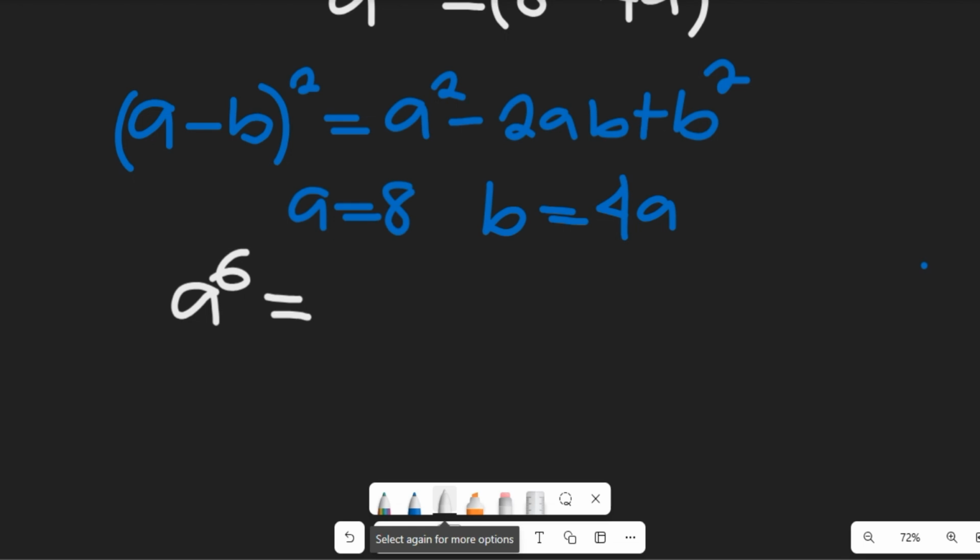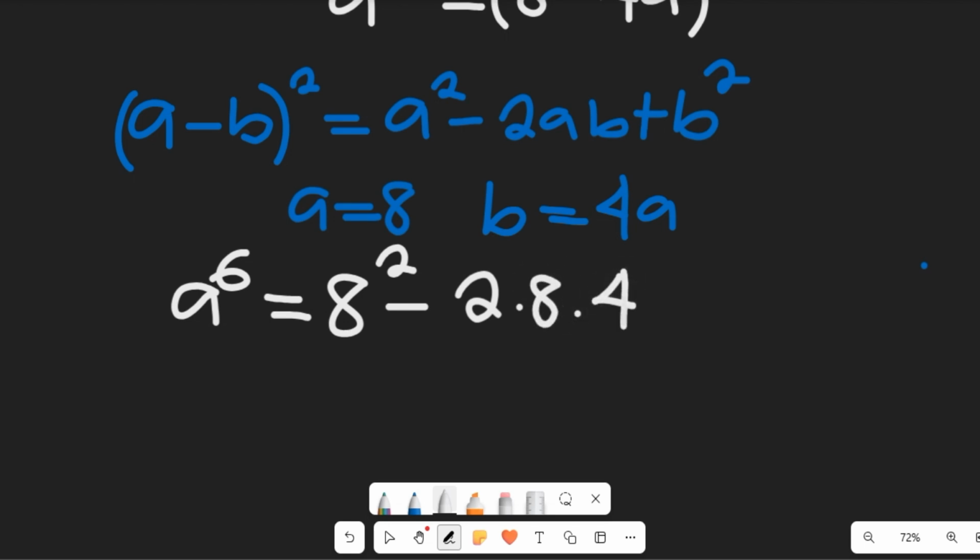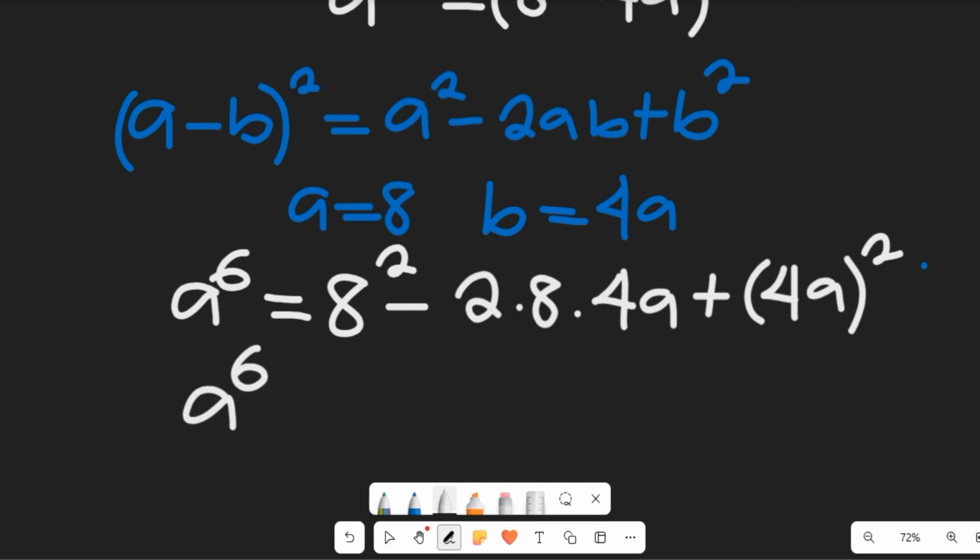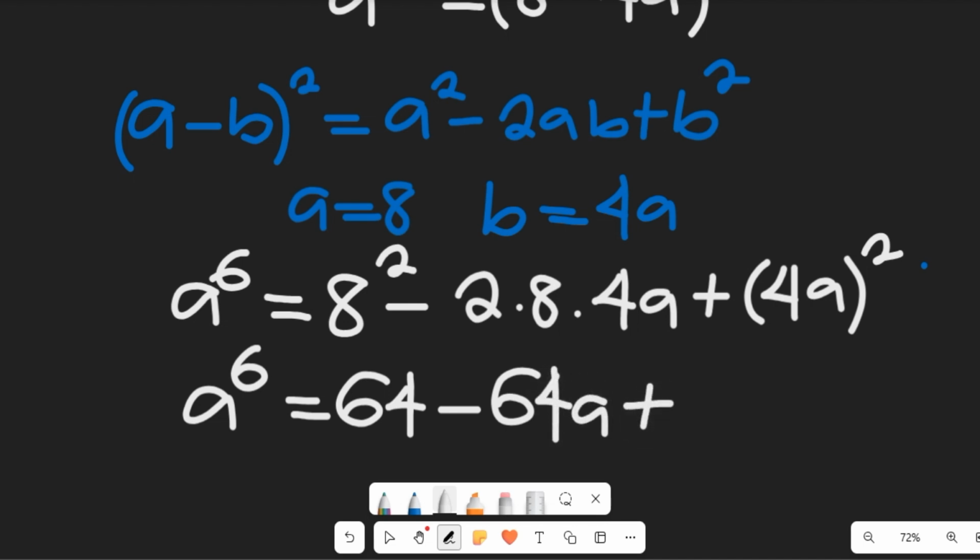Now, if we insert that into that expression, this equation will now give us a to the power of 6 equal to 8 squared minus 2 multiplied by 8 multiplied by 4a plus 4a squared, right? So we have a to the power of 6 equal to 8 squared is 64, minus 2 times 8 times 4 is going to give us 64a, right? Plus 4 squared is going to give us 16, and a squared is going to give us a squared.